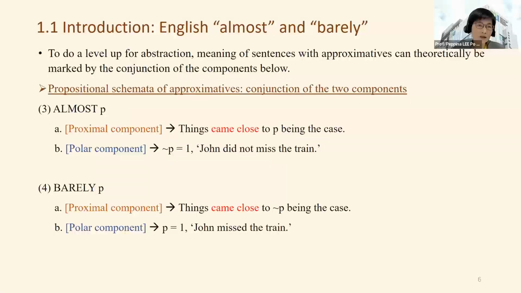If we go one level up in abstraction, we can see that for almost and barely, we can provide a kind of propositional schema for the approximatives, which again is the conjunction of the two components. For example, like 3, for almost P, the proximal component will be that things came close to P being the case, and the polar component reverses the polarity to become negative P. For barely P, the proximal component becomes things came close to negative P, and then the polar component reverses the polarity to become P, equals 1.